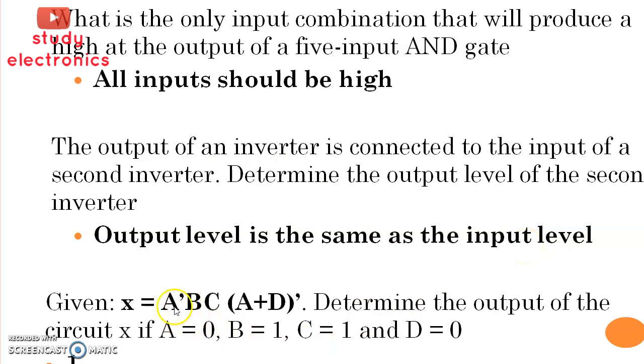Okay. So we are given a logic equation, that is A bar BC into (A plus D) the whole complement. Determine the output of the circuit X if A equal to 0, B equal to 1, C equal to 1 and D is equal to 0. So we can put the values, that is 0 here. That is, 0 complement is 1 and BC is 1. So these are all 1 1 1. And (A plus D) complement, A is 0 and D is 0, that is 0 complement is 1. So 1 into 1 into 1 into 1. We get the answer as 1.